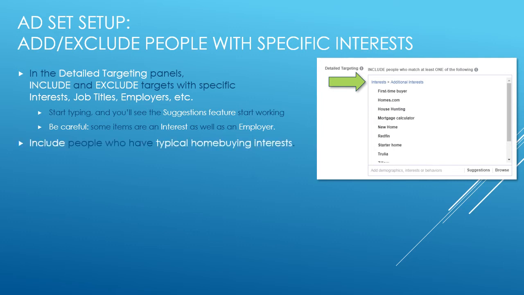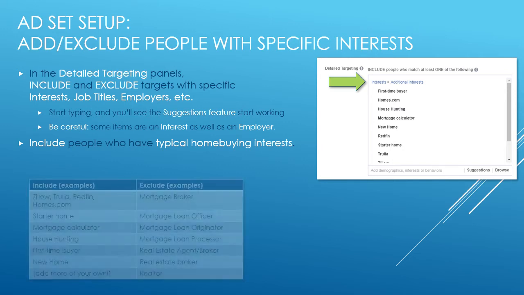You know, these are things that people typically do when they are looking for a home. They go on Zillow, they go on Trulia, they go on Redfin, they go on Homes.com. They use a mortgage calculator. New home is a good interest for people who are shopping a home. House hunting, great one. So start typing those in. There's a whole bunch of those in there, and as you start typing in the word house, or home, you'll start to see suggestions around that, and you can add that to your interest list. So I've got a few here.